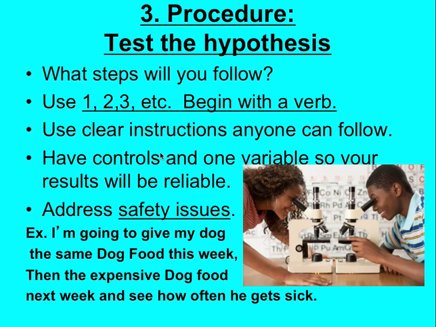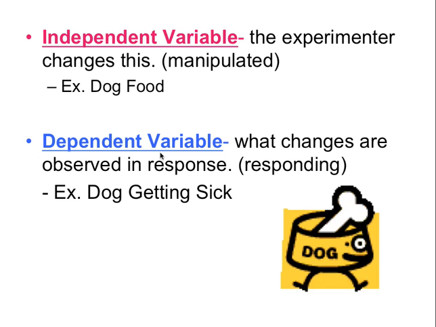You need to address all safety issues in your procedure. You need to either explain what the safety issues are or try to combat them, try to come up with ways around them. Okay? So my example for my procedure is I'm going to give my dog the same dog food this week and then the expensive dog food next week and see how often he gets sick in those 2 weeks. Okay? That's going to be my procedure. Now again, if we're working in a lab, it needs to be a little more scientific than that. It needs to be bullet points and whatnot.